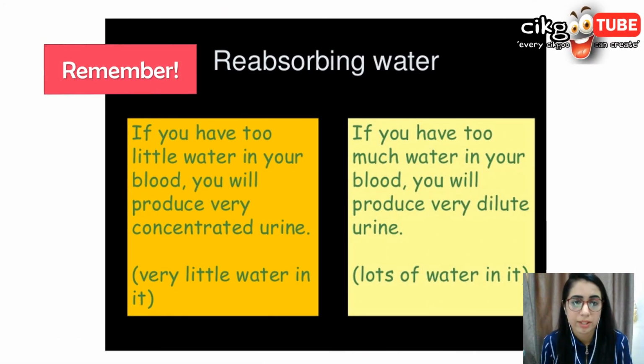Okay, so remember, if you have too little water in your blood, you produce very concentrated urine. That means very little water in it. If you have too much water in your blood, you will produce very dilute urine. Dilute urine means a lot of water in it. Okay.